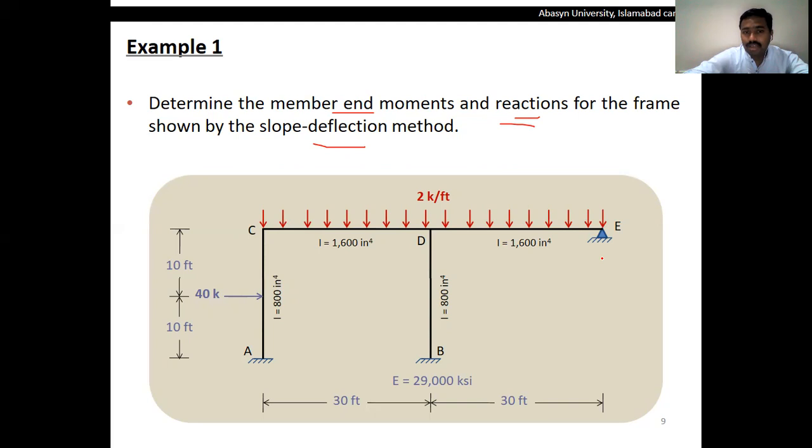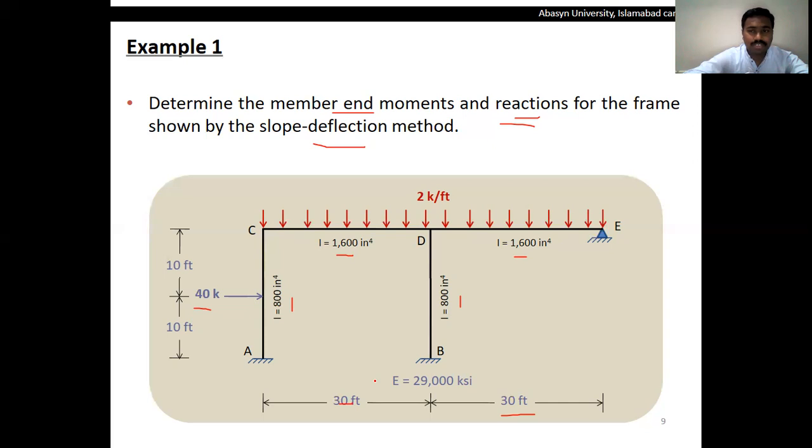We have a structure in which there is a vertical loading of 2 kip per foot on the spans C to D and D to E, while there is a horizontal loading on the member A to C of 40 kips, which is at the mid of the span A to C, about 10 feet from each side. The length of the member C to D is 30 feet and D to E is again 30 feet. The value of inertia varies for each member, from 800 to 1600. For vertical members it is 800 inch^4. For the horizontal members it is 1600 inch^4. And the value of elasticity is given as 29,000 ksi.